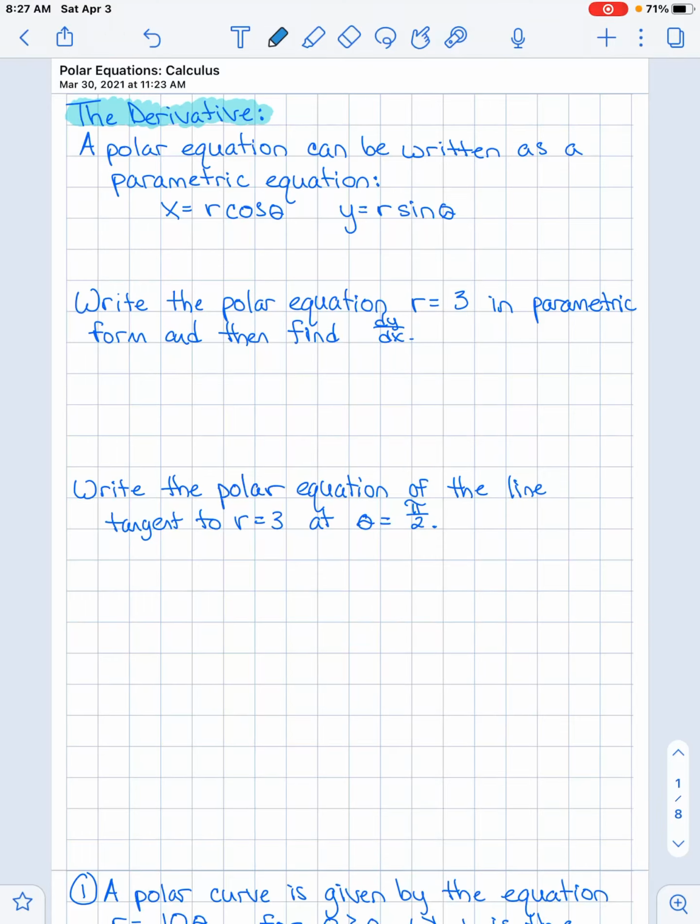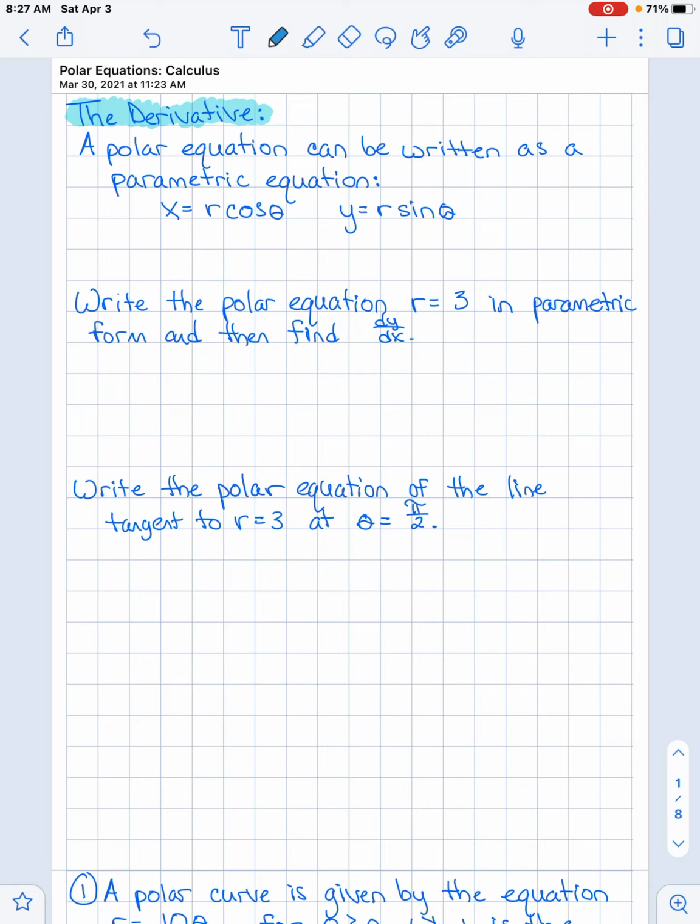Okay, we're going to look at some calculus with polar equations. So let's start with the derivative. First of all, a polar equation can be written parametrically. We talked about this a little bit in class, but to find the x value, that's r times the cosine of theta. To find the y value, that's r times the sine of theta.